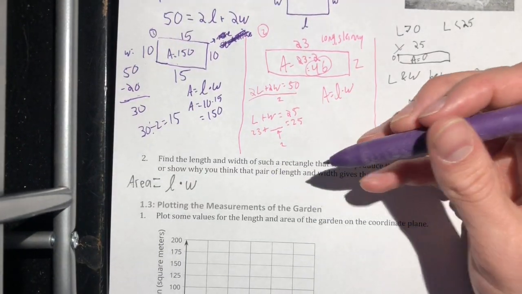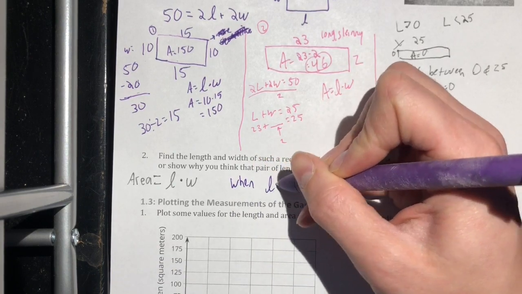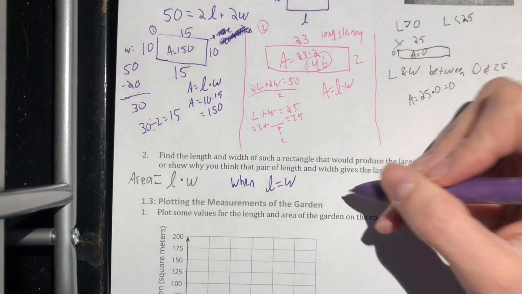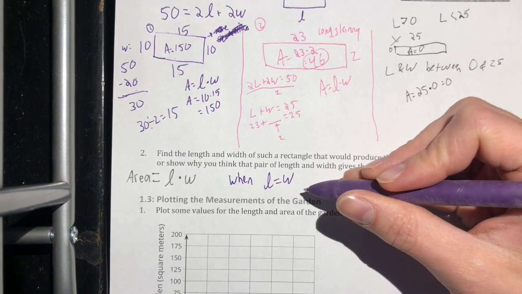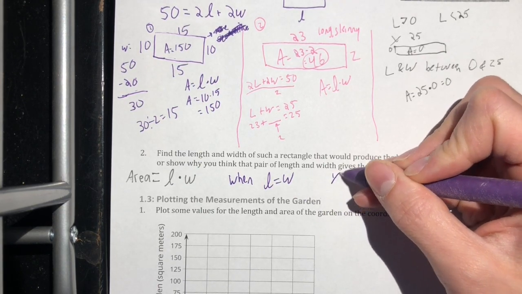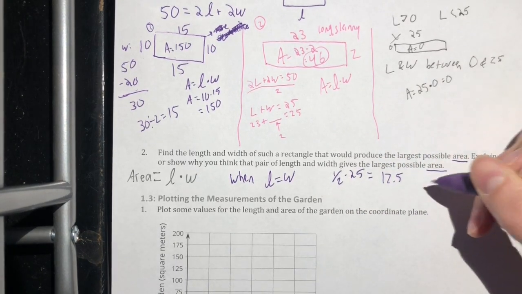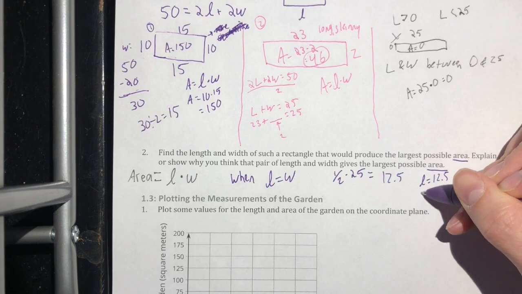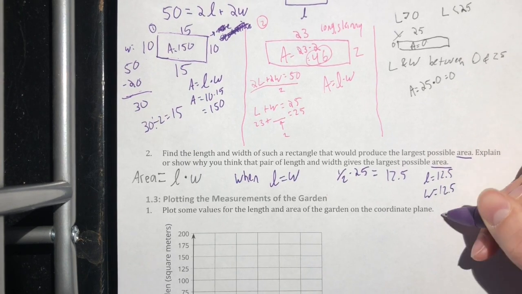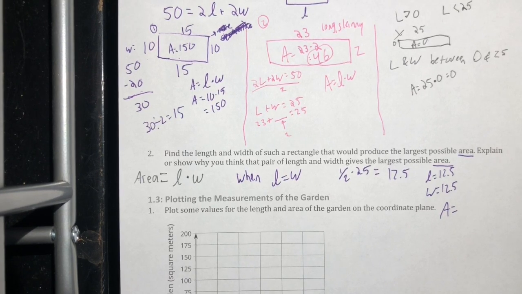So we're gonna have the largest possible area when the length equals the width, so when they are the same. So if length and width add to 25, that would be when it's half of them. So half of 25 equals 12.5. So if my length is 12.5 and my width is 12.5, my area would be 12.5 times 12.5, which is, oh my goodness, I have no idea.